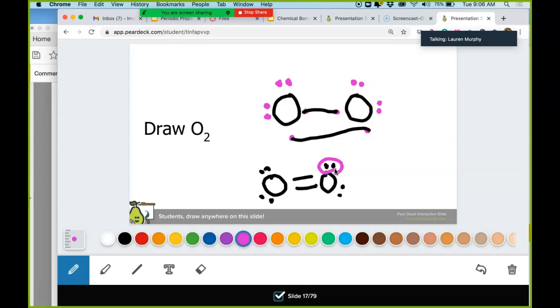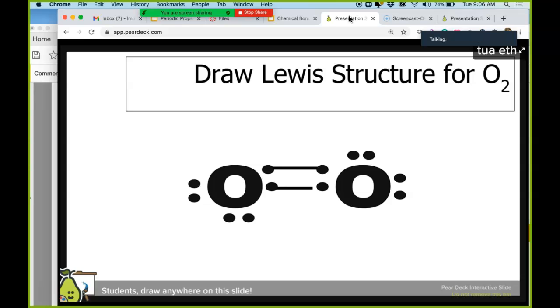Let's look at this guy. 2, 4, 6, 8. 8 electrons. It has achieved an octet, which is stable. All right, so here it is.